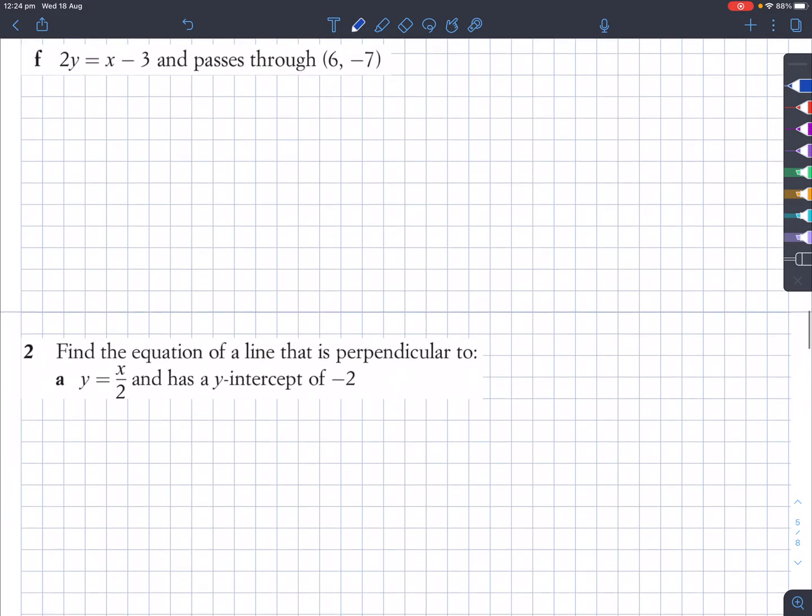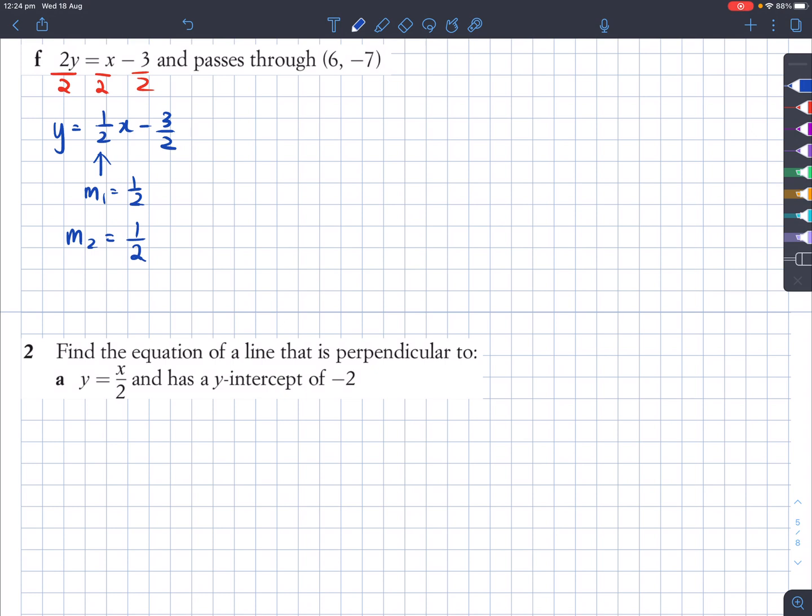Let's have a go at F. Now, for question F, we've got 2y equals x minus 3. This is not written in the form y equals mx plus b. To write that in that form, we have to get rid of that 2. So we divide all those terms by 2, so that y equals half x minus 3 over 2. So our gradient of this line is now half, and the gradient of the line that we want that is parallel to this is also half.